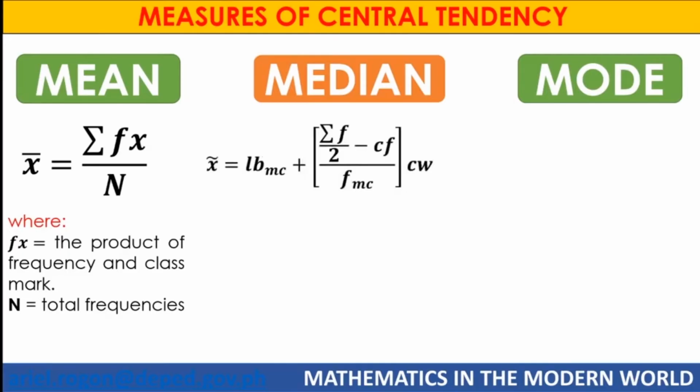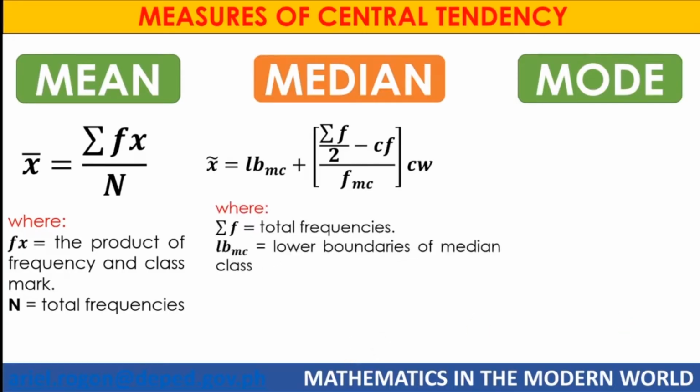We have the formula wherein median is equal to LB sub MC plus the summation of F over 2 minus CF, all over F sub MC, times CW. So we're going to discuss that one by one. The summation of F is equal to the total frequency. LB sub MC is the lower boundary of the median class.